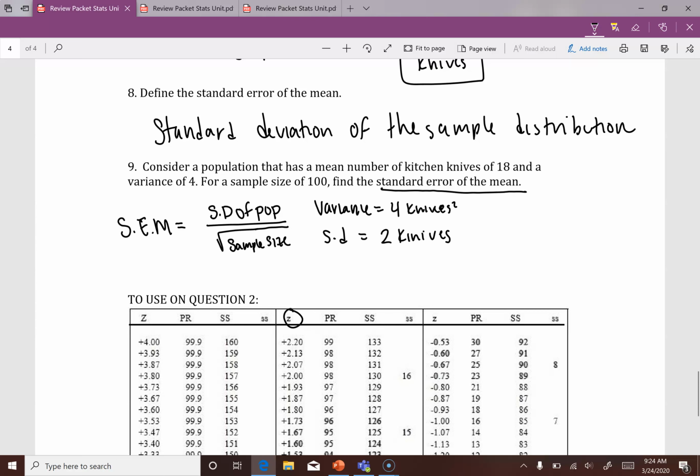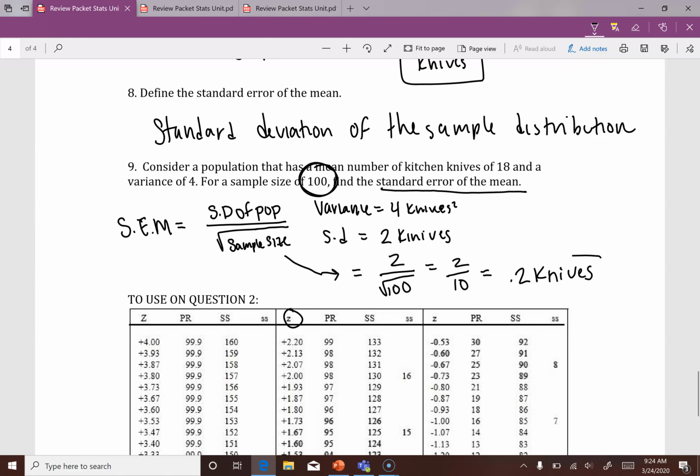All right, so here we go. Let's plug into this formula right here. That's going to be equal to 2 divided by the square root of my sample size, which is 100. That's going to give me 2 divided by 10, which is going to give me 0.2 knives.